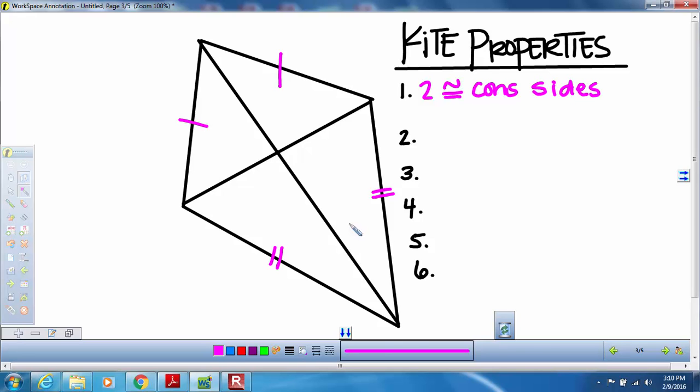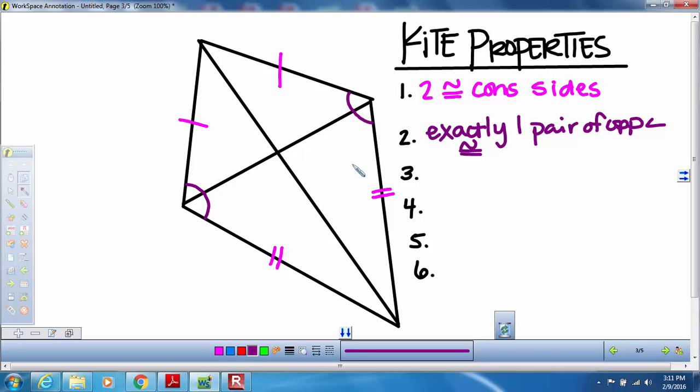The second property that it holds is that there is exactly 1 pair of opposite angles that are congruent. So we're going to write exactly 1 pair of opposite angles congruent. So the opposite angles that are congruent is this entire angle here, and this entire angle here is congruent.